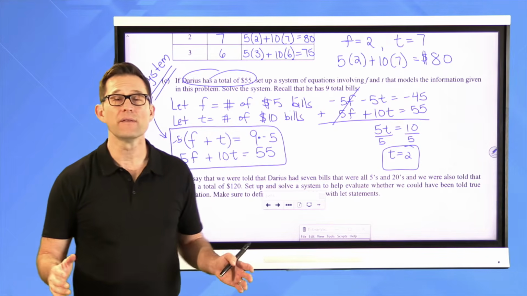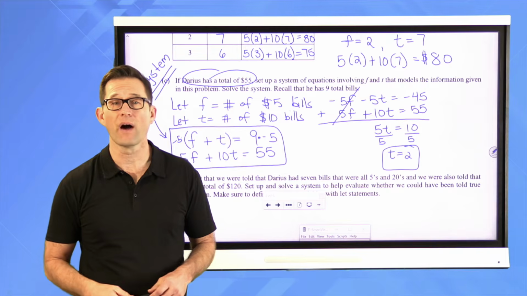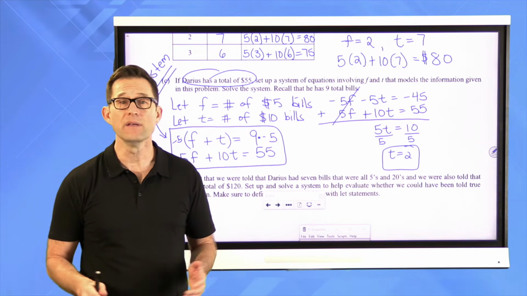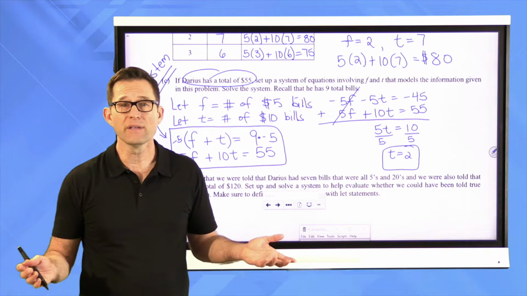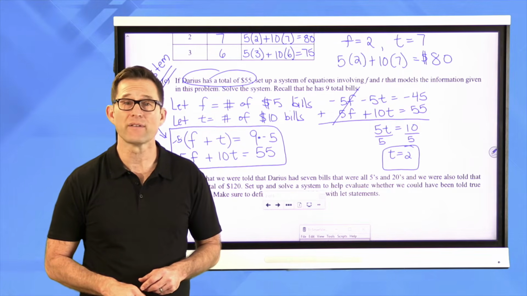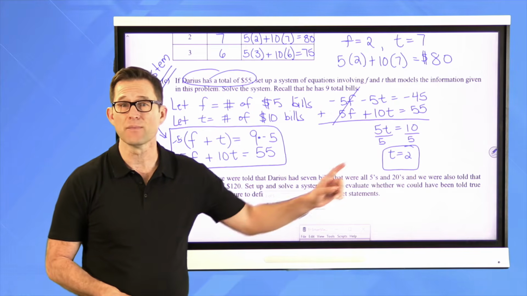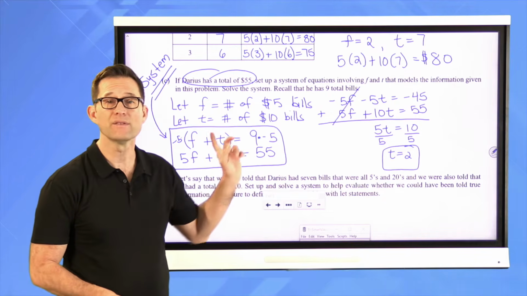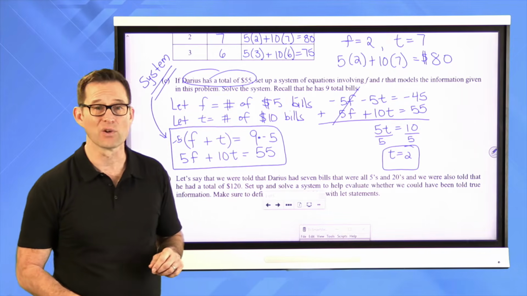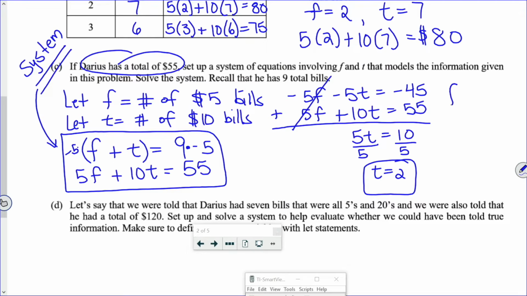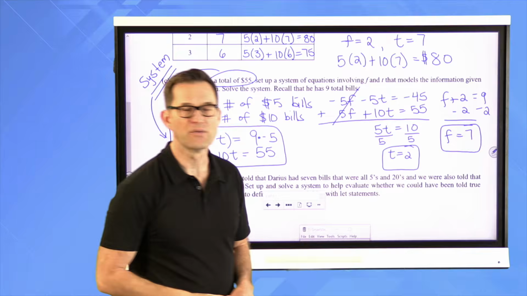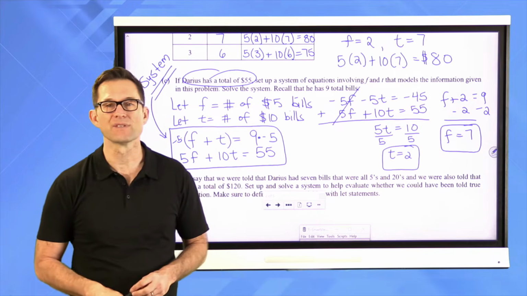Okay, now we haven't completely finished off this problem because we also want to know the number of $5 bills that Darius has. That's very easy. You could probably almost just do it in your head. Darius has 9 total bills, and 2 of them are 10s. So 7 of them are 5s. But the way that we typically do this with a system is we take that 2, we plug it into one of these 2 equations. I'm thinking the first one's going to be the easier one. And we solve. In other words, f plus 2 is equal to 9. Take me back to 6th grade algebra, f is equal to 7. All right. So Darius ultimately had 7 $5 bills and 2 $10 bills.